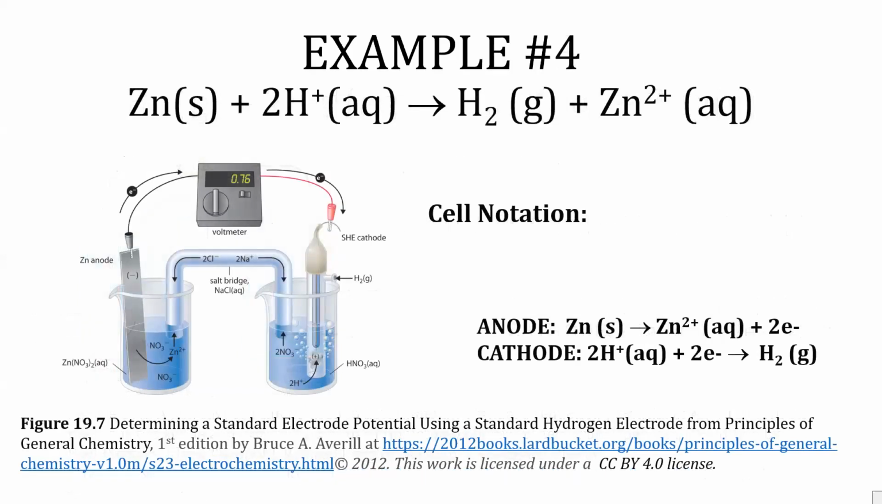The fourth example is solid zinc with 2 hydrogen ions forming hydrogen gas and zinc 2 plus ions. The cathode half reaction is in the right half cell, and the left half cell contains the anode half reaction. The cathode has the reduction of aqueous hydrogen plus ions forming hydrogen gas, and the anode has the oxidation of solid zinc, forming zinc 2+. The cell notation for this process is solid zinc, single bar, zinc 2+, double bar, hydrogen ion, single bar, hydrogen gas, single bar, solid platinum.